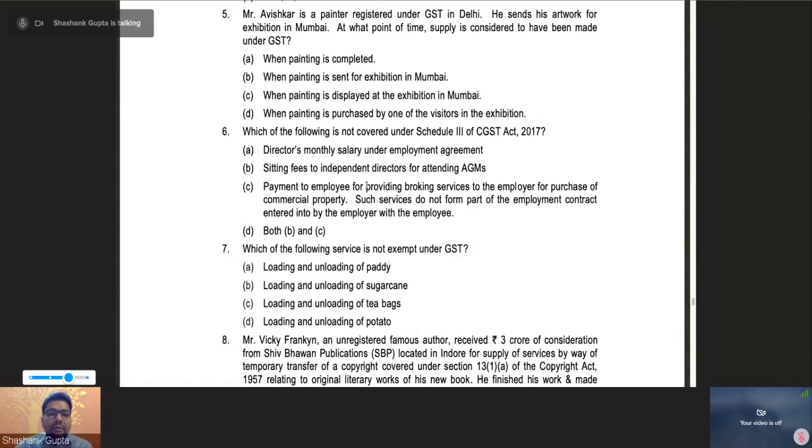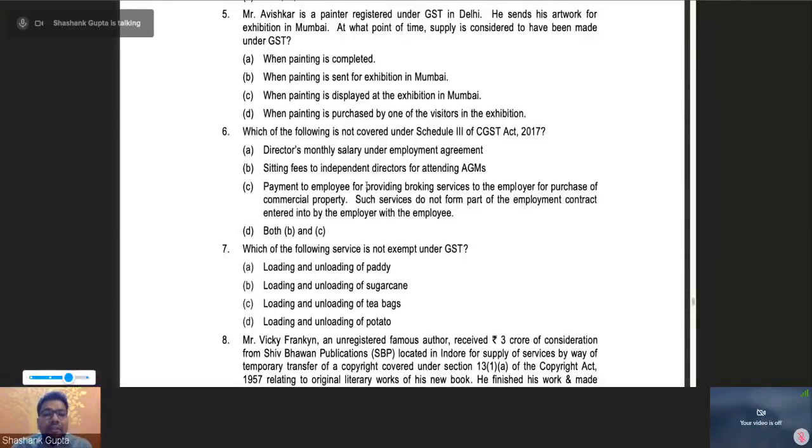B point, sitting fees to independent directors for attending AGMs. This we had discussed, there is a specific entry under reverse charge. Any services provided by directors to the company is liable to pay tax under reverse charge. So this is rather liable to tax and hence not covered under Schedule 3. So B is not covered.